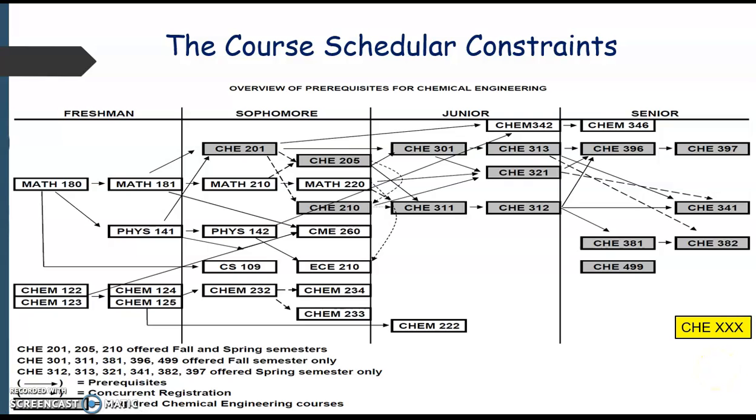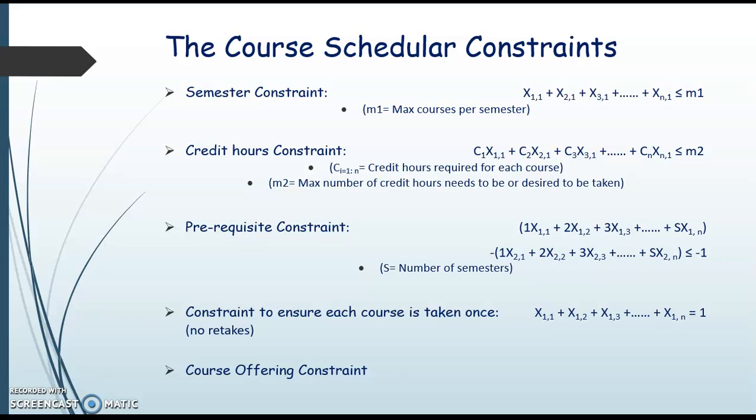Let's take a deeper look at the constraints. In the notation Xij, i represents the course and j represents the semester. Keeping this in mind, we'll go through each constraint one by one. The semester constraint has been implemented such that the sum of the courses taken per semester does not exceed 4. The maximum, M1, can be set as desired.